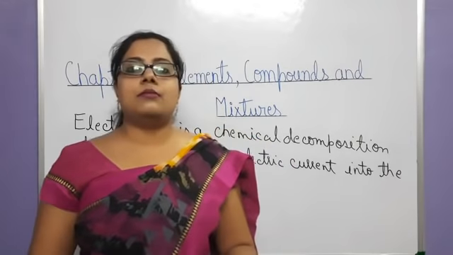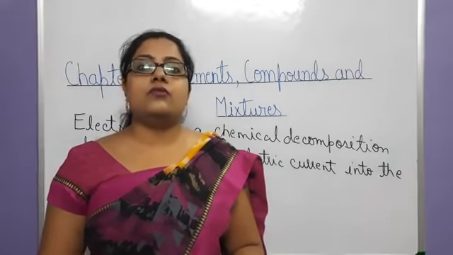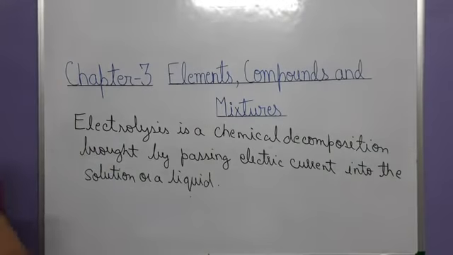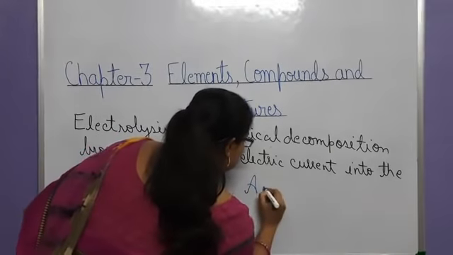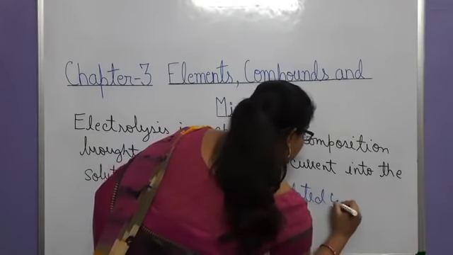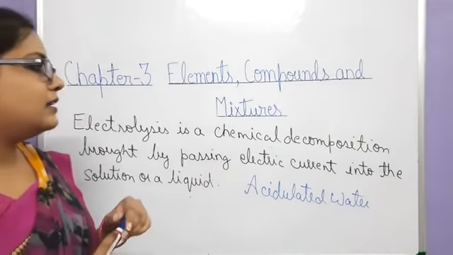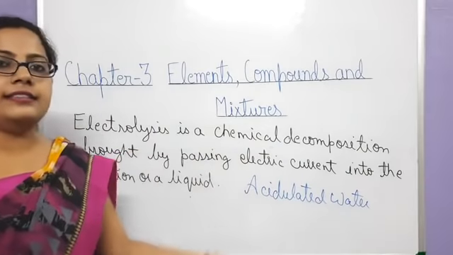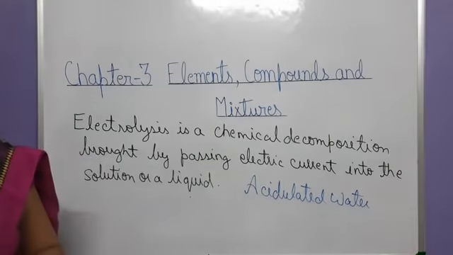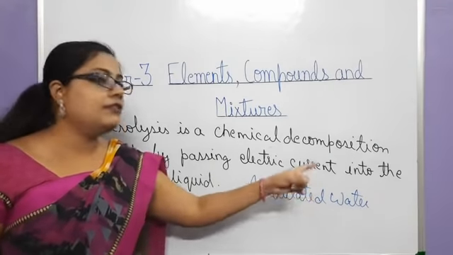So when we add some amount of acid into the water, that water is known as acidulated water. Okay, so that water is known as what? Acidulated water. So why are we adding this acid into the water? Because pure water is a bad conductor of electricity. So when we add some amount of acid into water, then it will be a very good conductor of electricity. Okay, acidulated water is what? A good conductor of electricity.